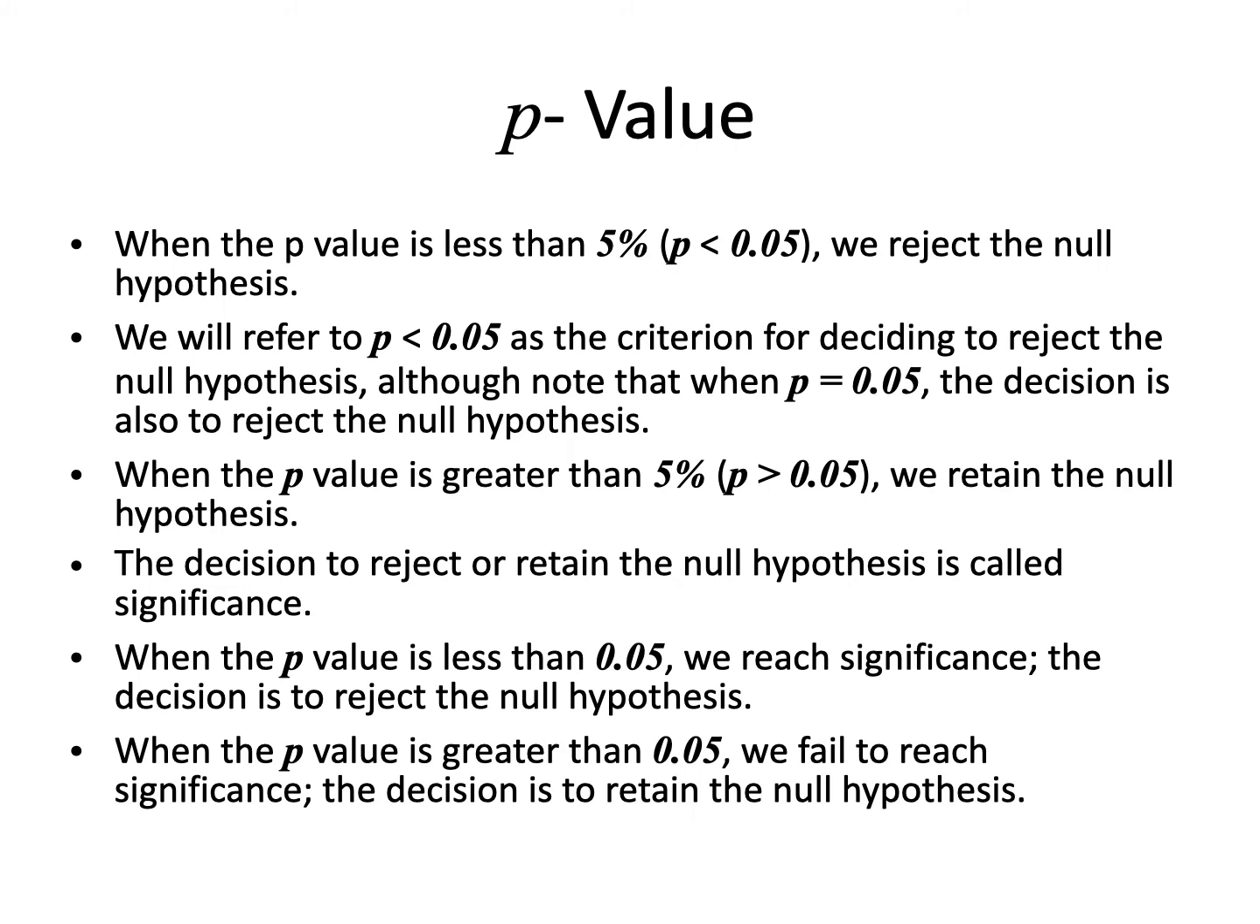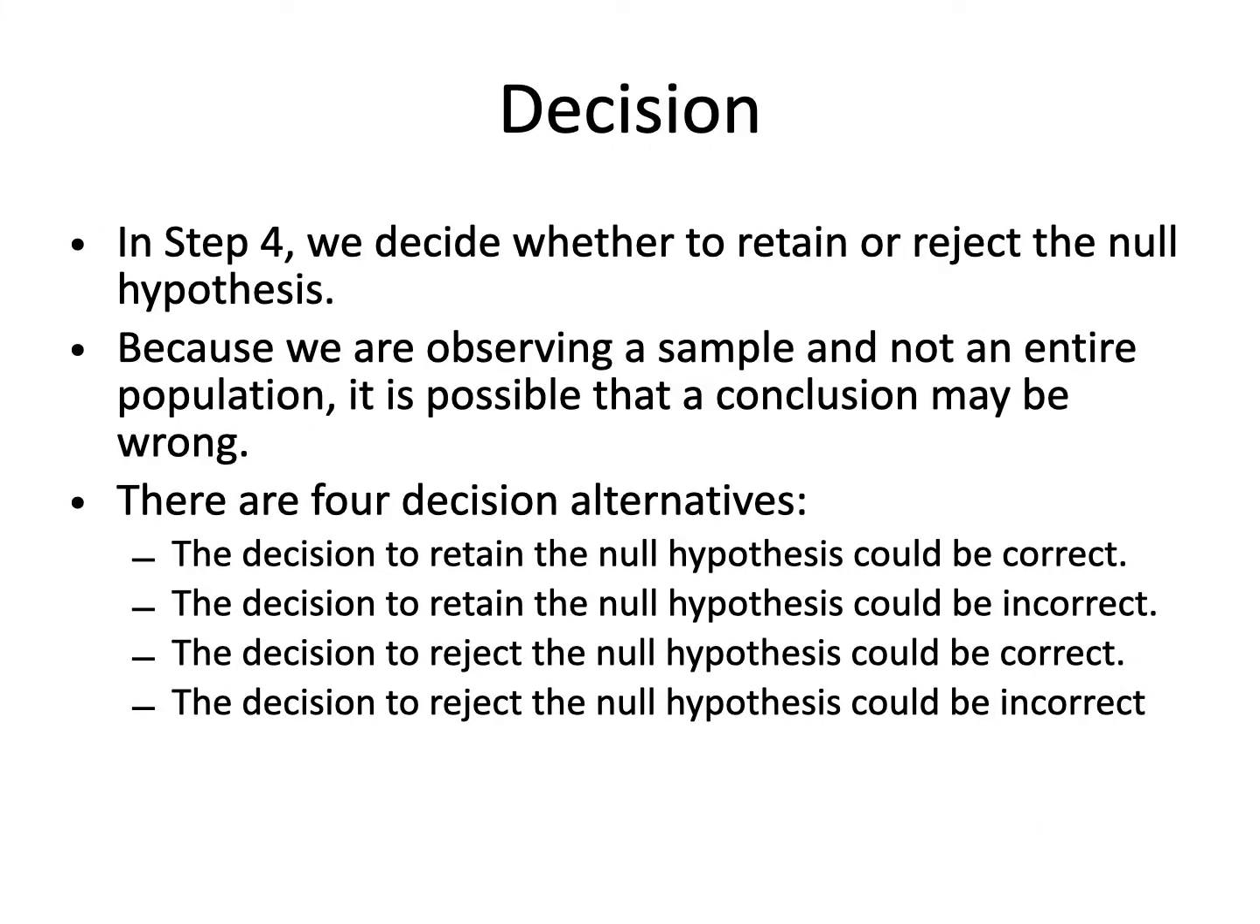The decision to reject or retain the null hypothesis is called the significance. And when the p-value is less than 0.05, we reach significance. The decision is to reject the null hypothesis. And when the p-value is greater than 0.05, we fail to reach significance, and the decision is to retain the null hypothesis. In step 4, we decide whether to retain or reject the null hypothesis.